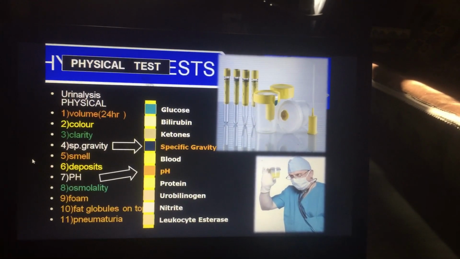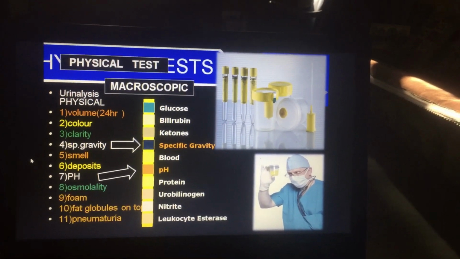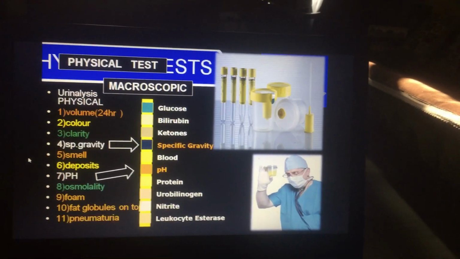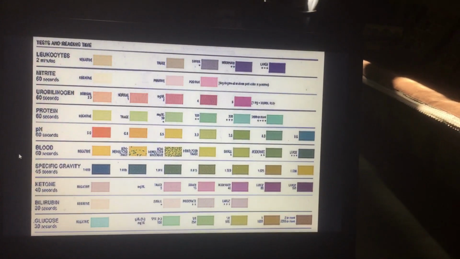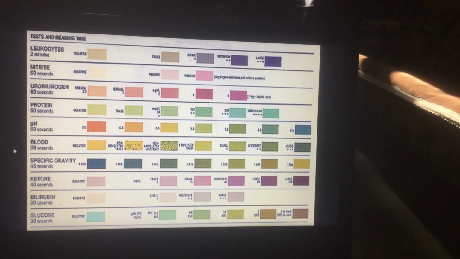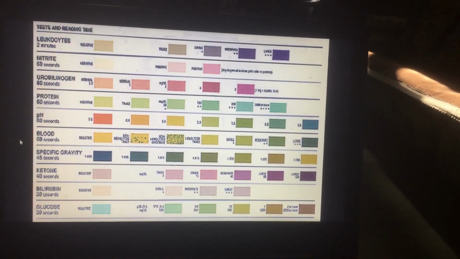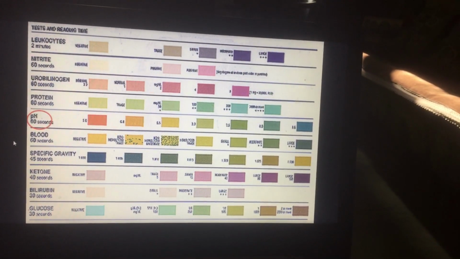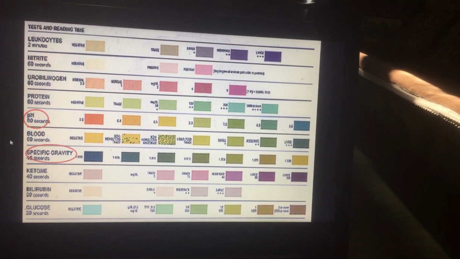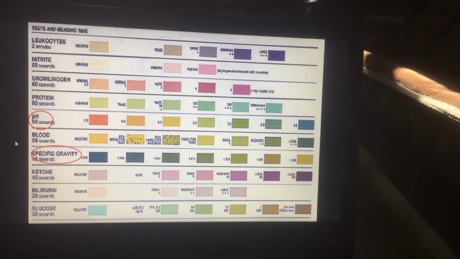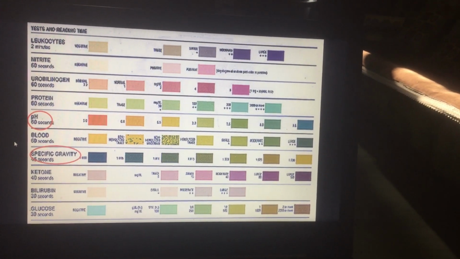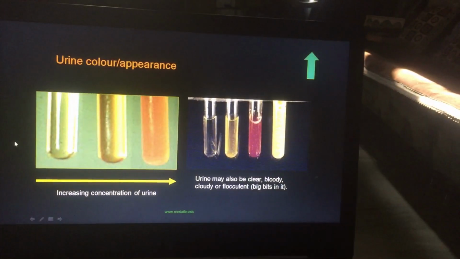So we'll be going through some of those. Physical test is also called macroscopic examination. Now these are the tests which can be done by strip, out of which pH and specific gravity are the only two tests which can be done as far as physical examination is concerned by dipstick.